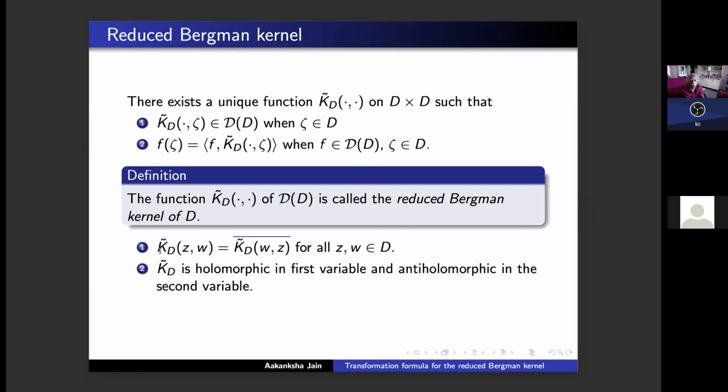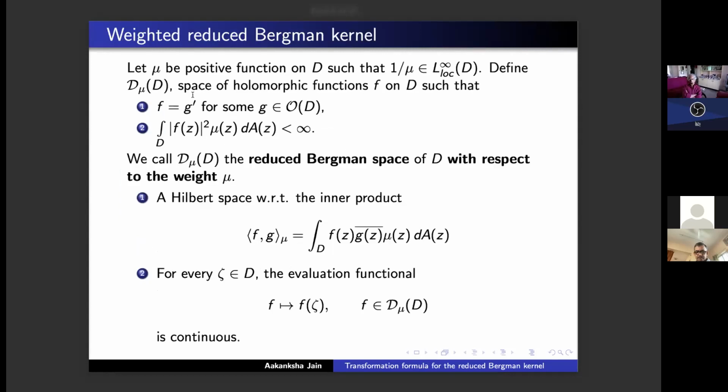It is an easy exercise that the function k tilde D is conjugate symmetric. Now observe that with respect to the first variable, it is a holomorphic function because it belongs to the reduced Bergman space. Because of this conjugate symmetric property, it follows that it is in fact anti-holomorphic in the second variable.